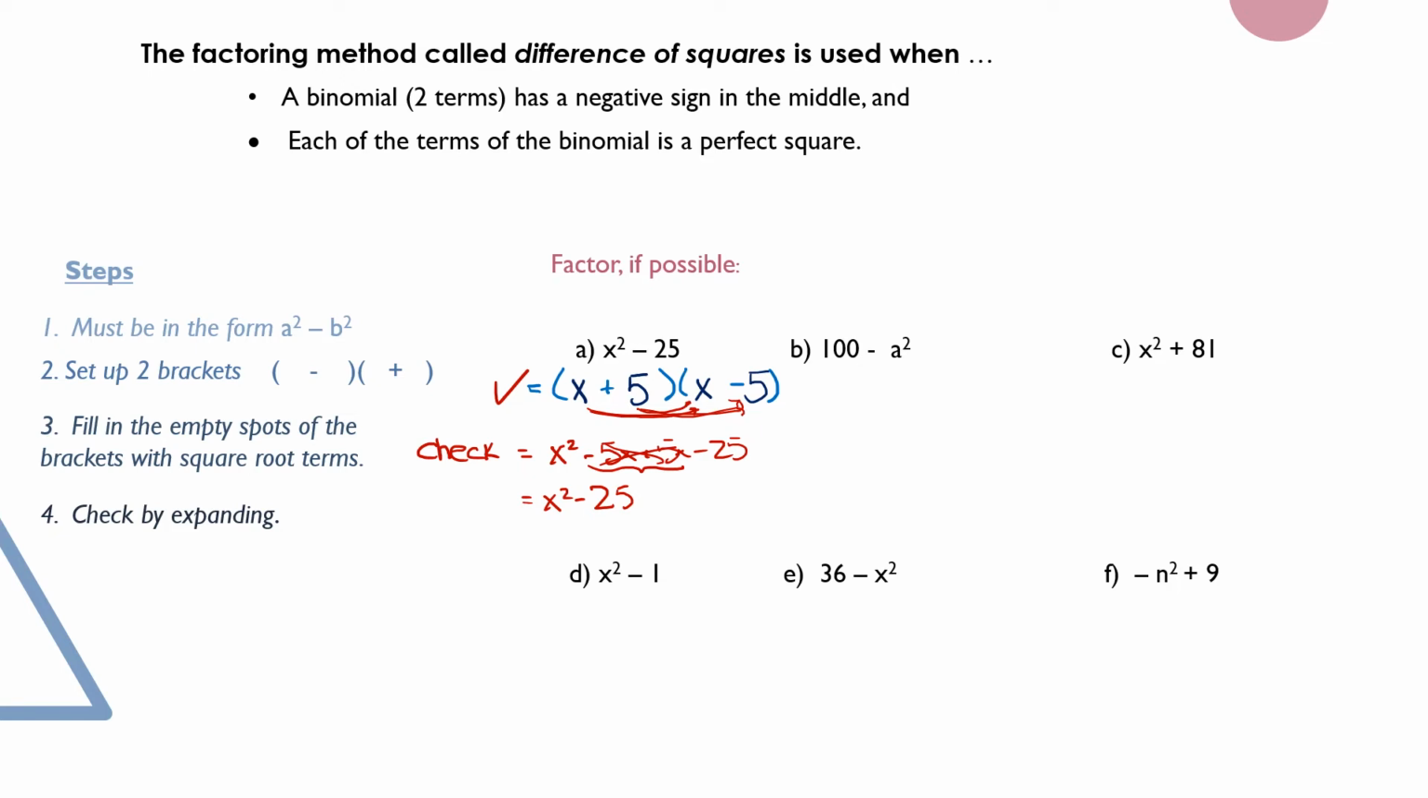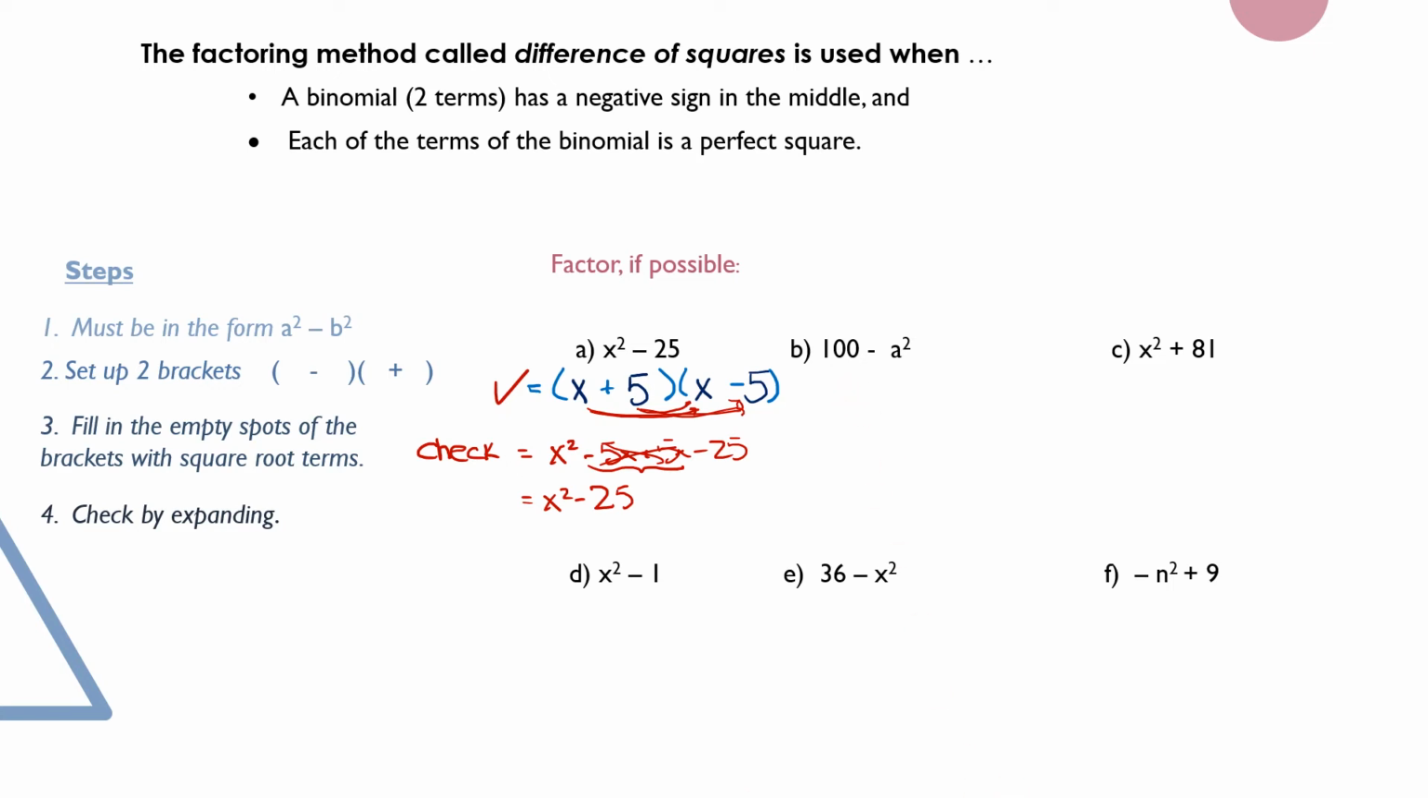B. First of all, we have to look at our criteria here. Is it a difference of squares? Is it a binomial? That's two terms, yes. Is there a negative sign in the middle? Yes, perfect. And each of the terms is a perfect square. Yes, 100 is a perfect square and a squared is a perfect square. So now that we know it's in this form, we can set up two brackets.